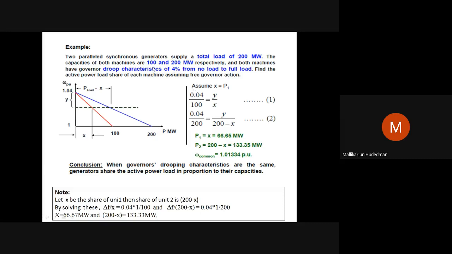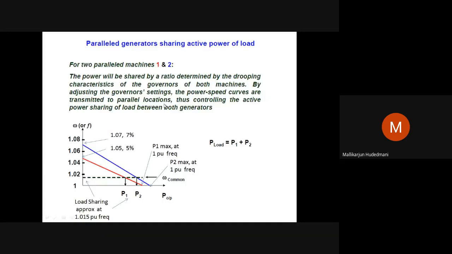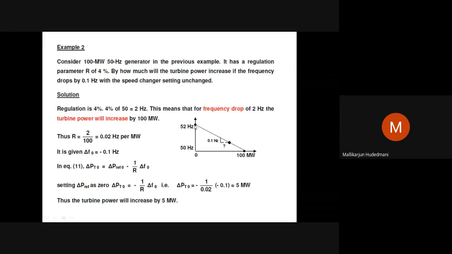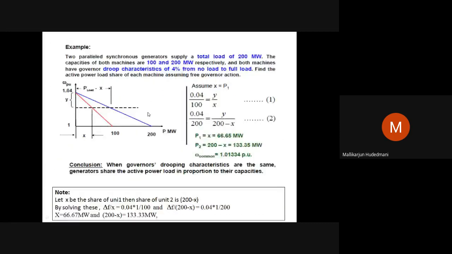Now what I will do, the first machine has a capacity of 100. Droop is 4%. You recall the problem which we learned here. This problem, 52 Hertz to 100. So 4% droop, 4% of 50 is 2, this is 52, 50 plus 2. So I was doing it on the Hertz scale. But here, what I am doing? Here I am doing the PU scale. Whatever is the 50 or 60, it's 1. And 4% of that, 0.04, 1.04. Like my 52 over there, 1.04 here.